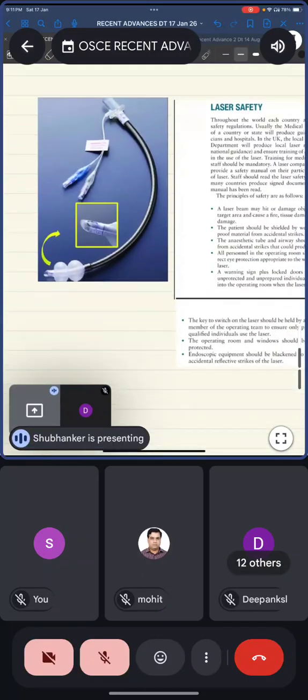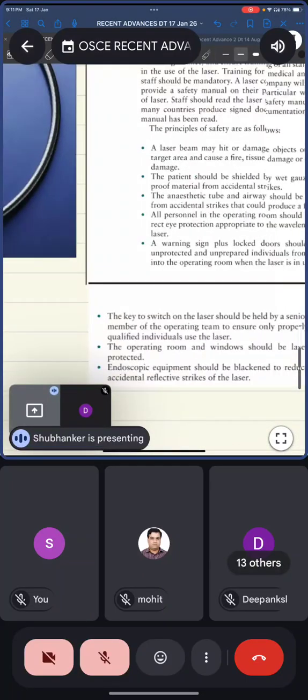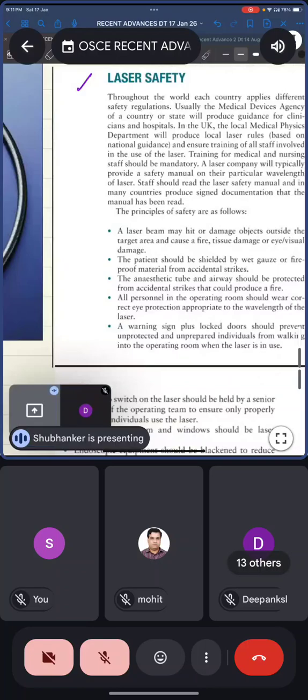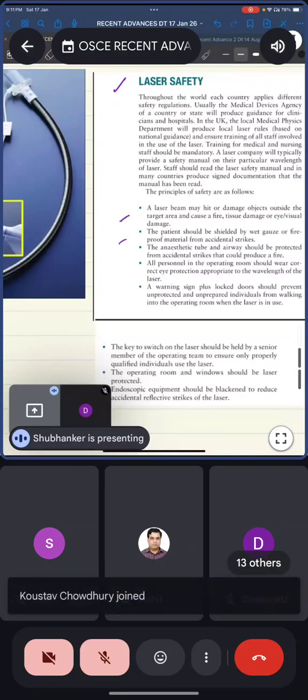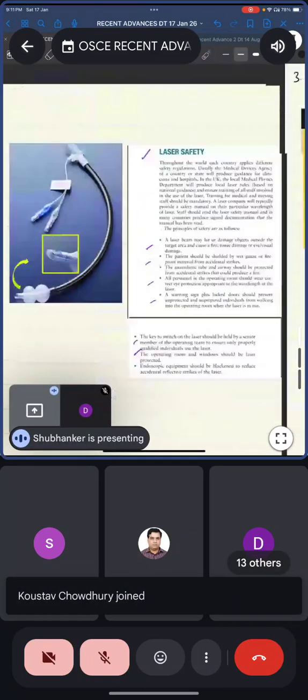Now coming to this third thing. This is the laser safety that we were talking about. This is from Scott Brown. Go through it at your own leisure. But you should know 2-3 points; they should be at your fingertips.